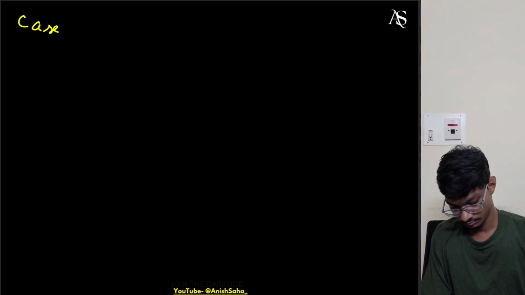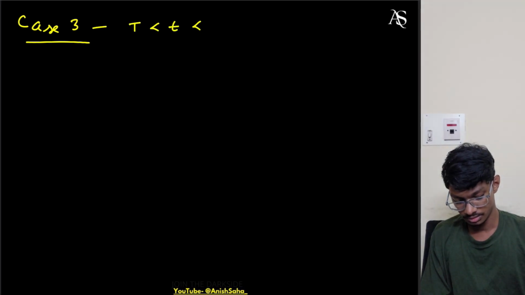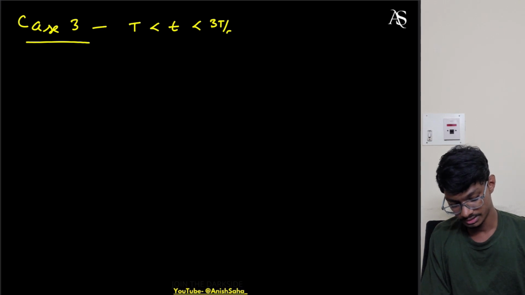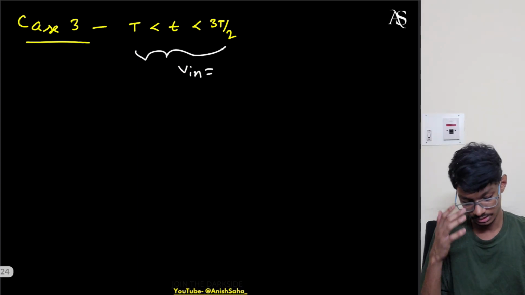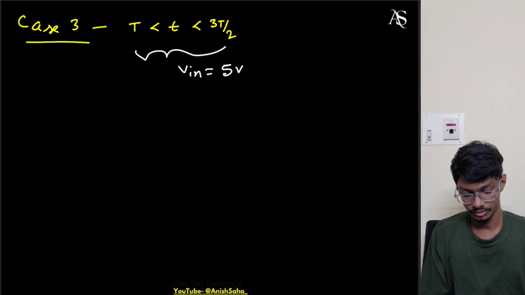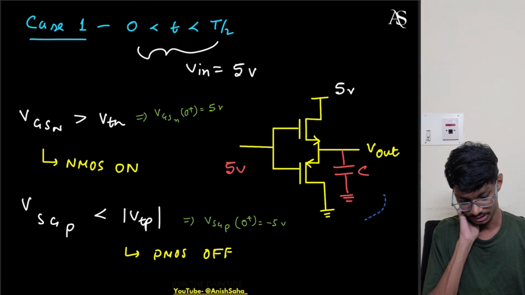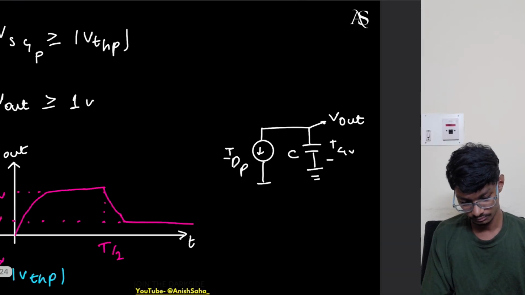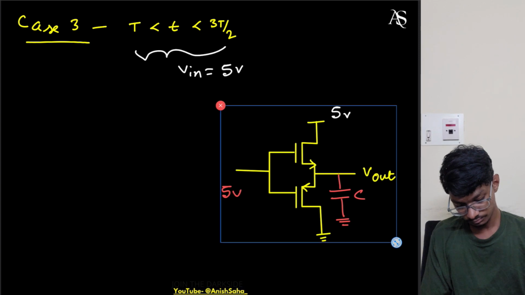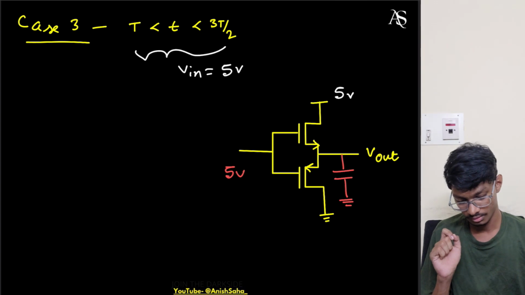Case 3. So case 3 is T, capital T to 3T by 2. So in this region, Vin is basically 5 volts. Again let me take this circuit, but this time we have one difference, that the capacitor is initially charged. So what is the capacitor charged to? It is charged to 1 volts.